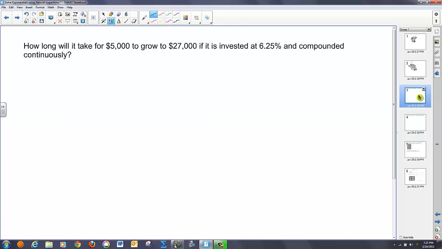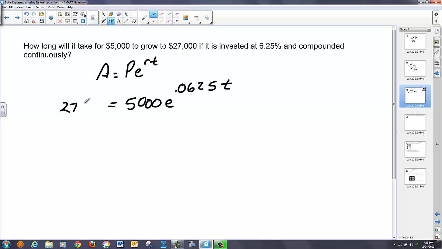Now we've got a word problem, and it's talking about continuously compounded interest. So I know my amount equals my principal times e raised to the rt power. I can start popping this stuff in. I want to know how long it's going to take $5,000 at 6.25% to grow to $27,000.